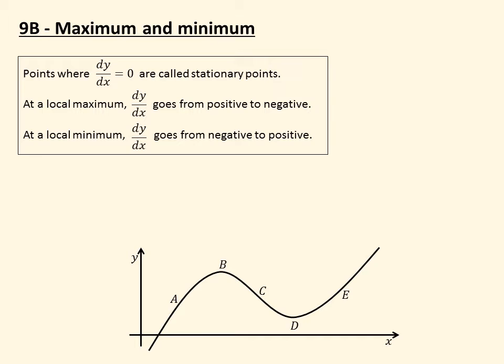At a maximum, like point B on the graph, the derivative will go from positive through 0 and down to negative. But at a minimum, like point D, the gradient will go from negative through 0 to a positive value.